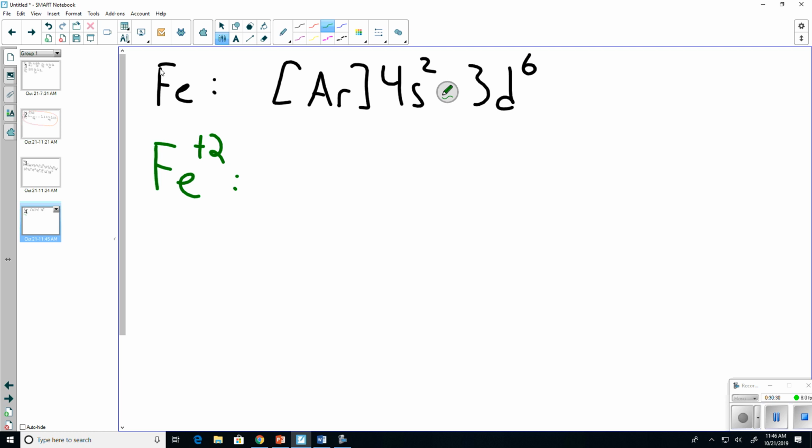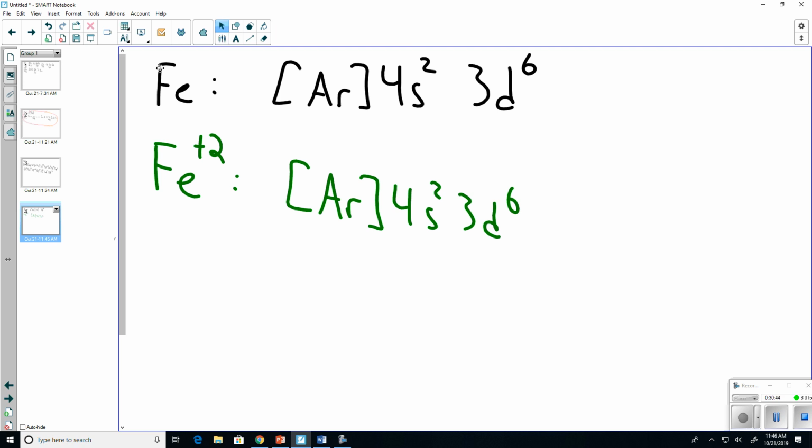If it's Fe plus 2, what I would do is first just write down the same as Fe. Ar, 4s2, 3d6. But then, a plus 2 charge means it lost 2 electrons. We have 2 locations here. We either have the 4s or the 3d electrons to choose what it's going to lose from. Now, when I say choose, that doesn't mean it's your decision of where it comes from. That means which of these 2 options is correct.